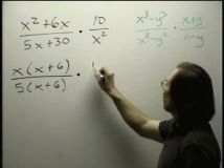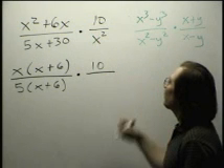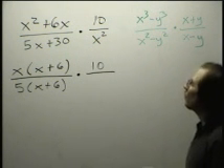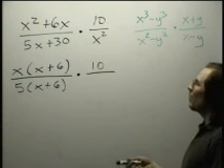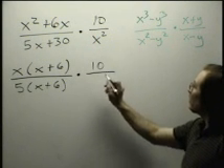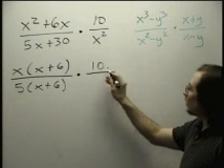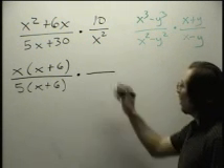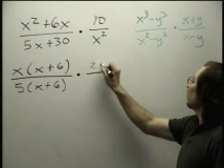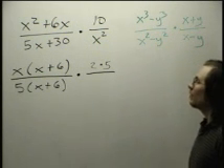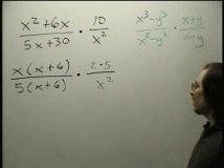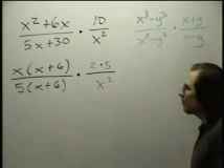10, well, there's nothing to factor there. Monomials can't be broken down into smaller polynomials. Although I can factor this numerically as 2 times 5. x squared, nothing I can do, it's just x times x.